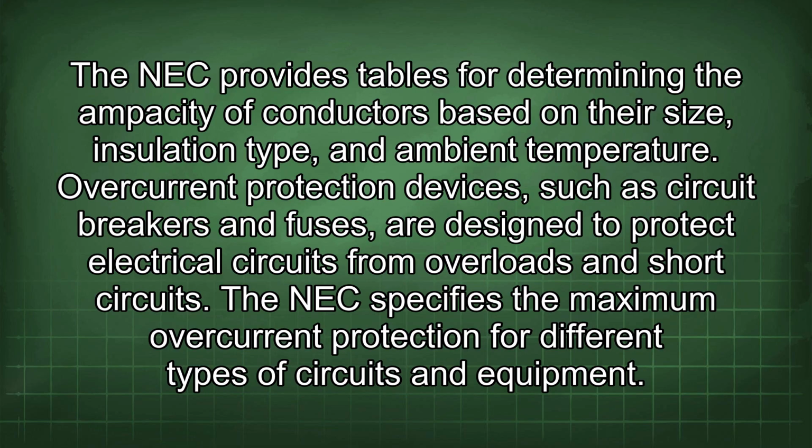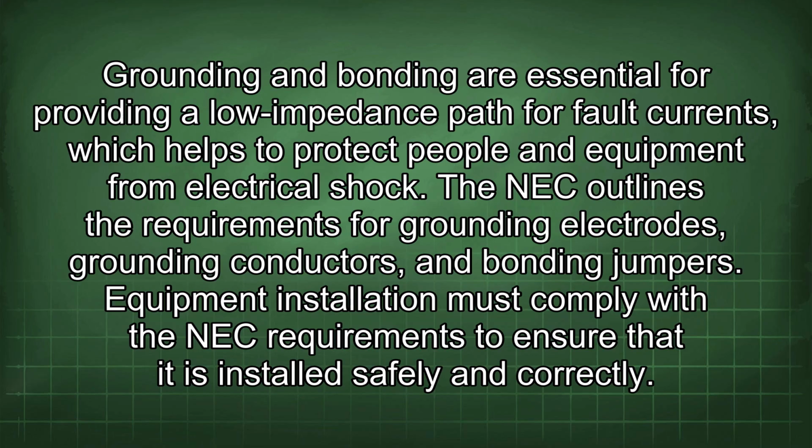Overcurrent protection devices, such as circuit breakers and fuses, are designed to protect electrical circuits from overloads and short circuits. The NEC specifies the maximum overcurrent protection for different types of circuits and equipment. Grounding and bonding are essential for providing a low impedance path for fault currents, which helps to protect people and equipment from electrical shock. The NEC outlines the requirements for grounding electrodes, grounding conductors, and bonding jumpers.